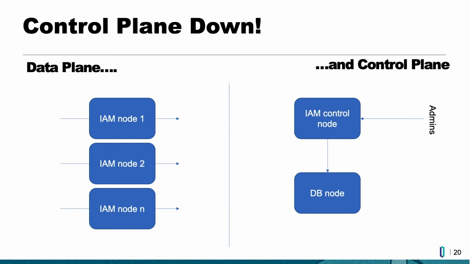So how do we make this system more stable? How can we prevent the control plane from going down? One option is to add more IAM nodes to the control plane. If one IAM node in my control plane goes down, I still have the other nodes. You can still form a cluster there, right? That's awesome. But what happens if the database goes down?